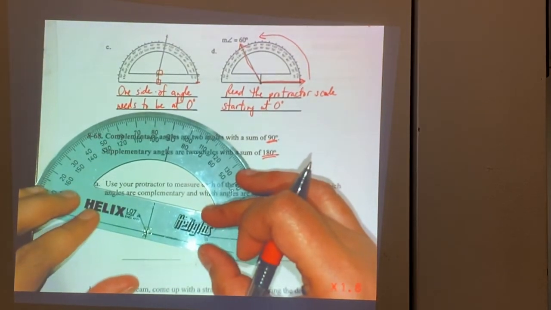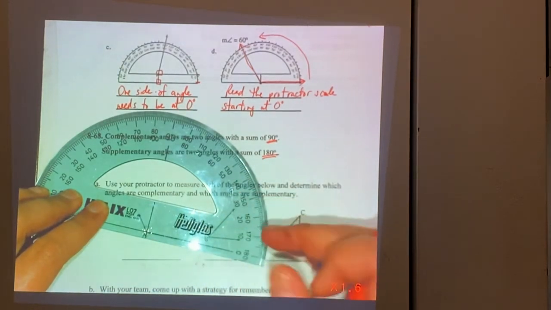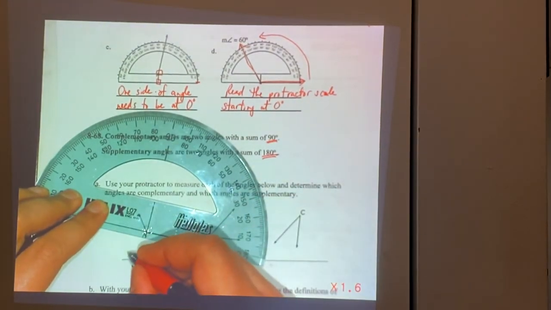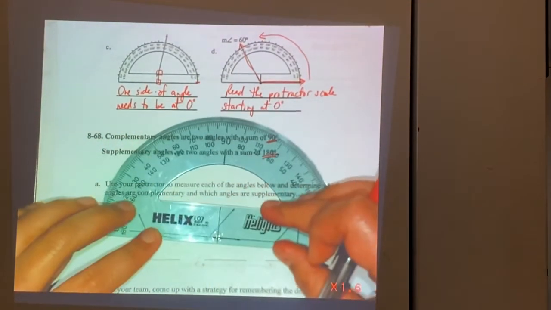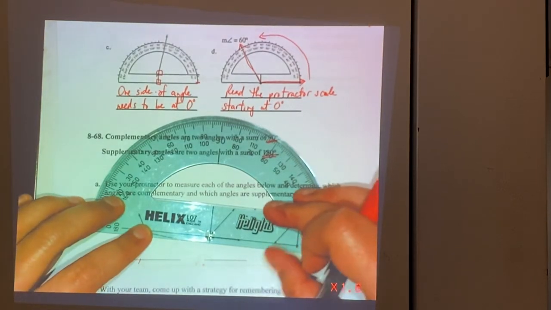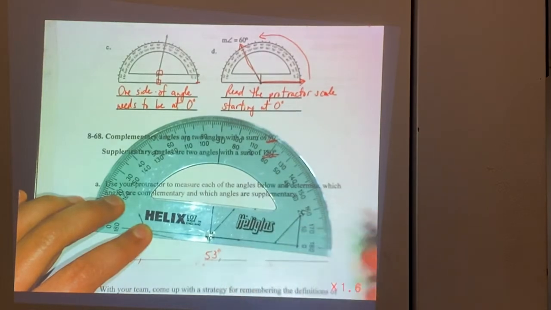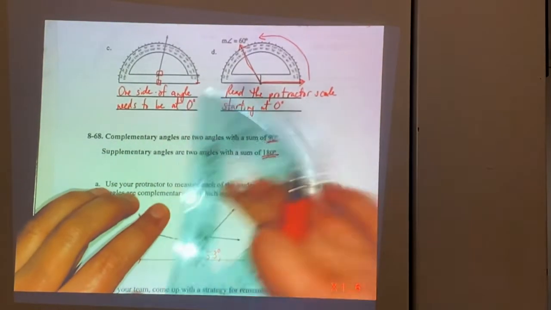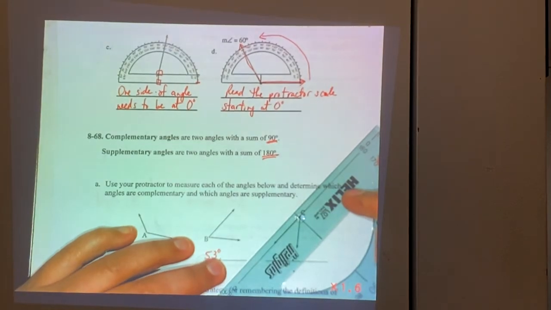Get that right on that vertex. Line that up. This one is 127 degrees. This one is 53. And this one, this upside down one, is 37.